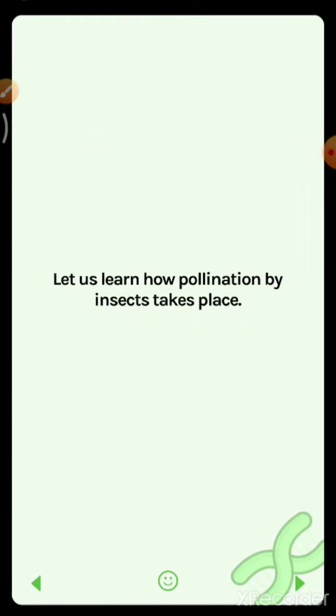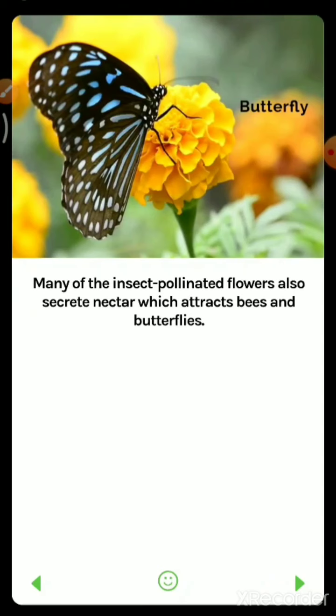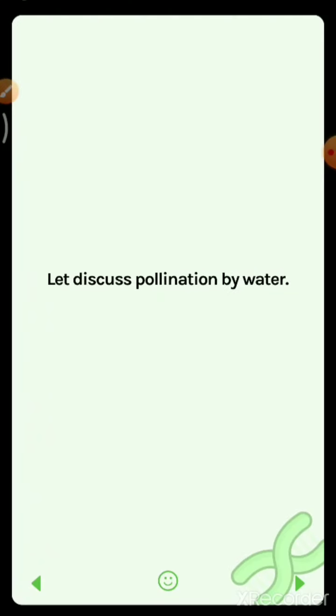Then let us learn how pollination by insects takes place. Flowers pollinated by insects are often attracted by bright petals and fragrance. So you know that the flower is the bright and colorful part of the plant. So it attracts the insects for pollination. Many of the insect pollinated flowers also secrete nectar, which attracts bees and butterflies. Pollen grains then stick to the body of the insect and bring about pollination.